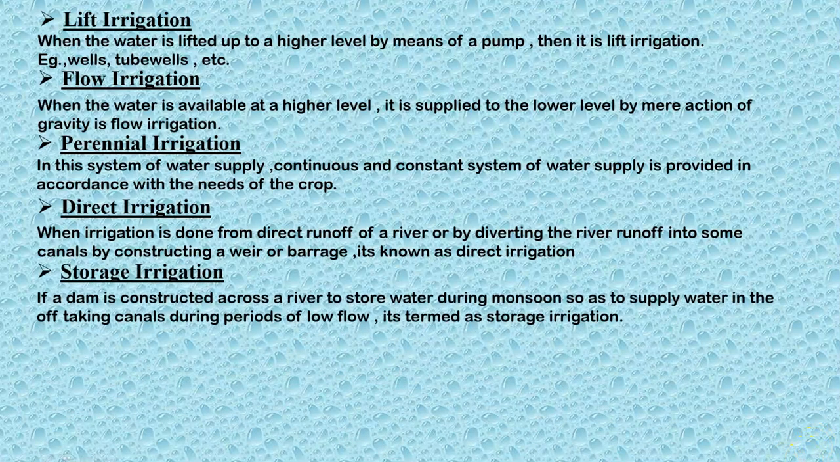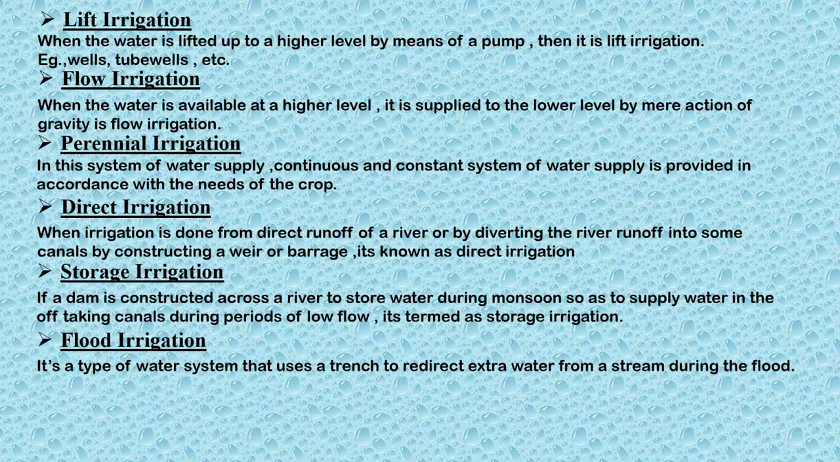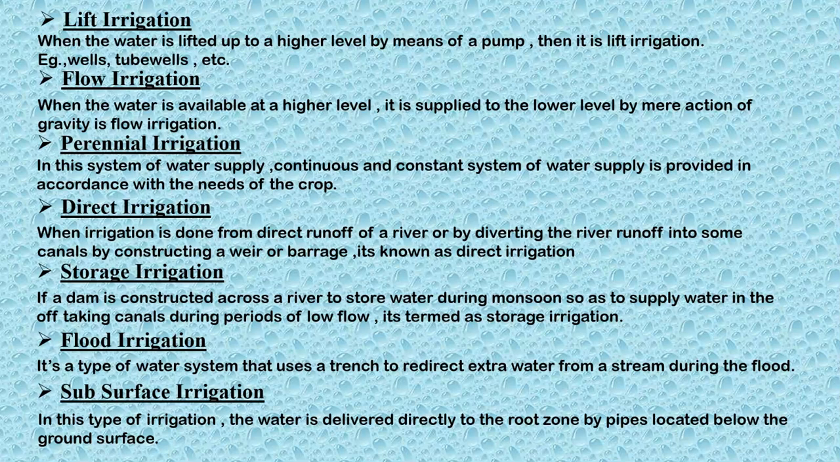Now next comes storage irrigation. If a dam is constructed across a river to store water during monsoon so as to supply water in the off-taking canals during periods of low flow, it is termed as storage irrigation. Flood irrigation is a type of water system that uses a trench to redirect extra water from a stream during the flood. Subsurface irrigation. In this type of irrigation, the water is delivered directly to the root zone by pipes located below the ground surface.